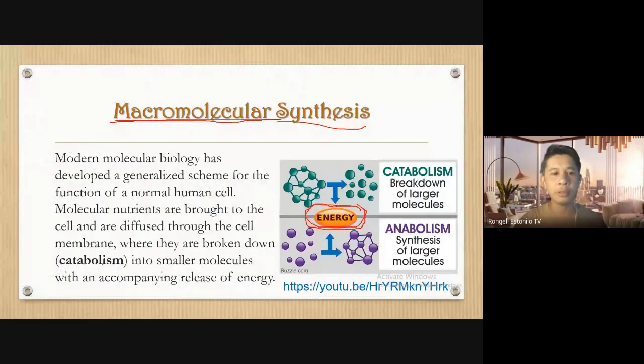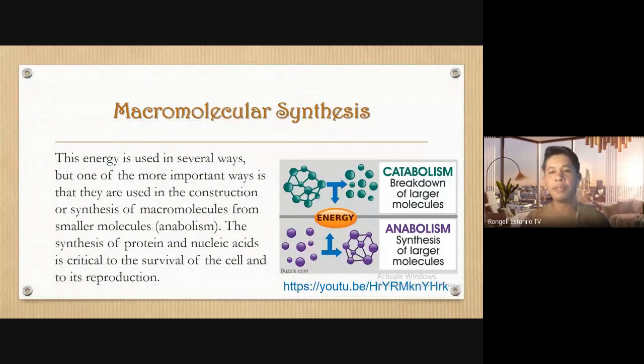So where they are broken down by catabolism into smaller molecules with an accompanying release of energy. This energy is used in several ways, but one of the more important ways is in the construction or synthesis of macromolecules from smaller molecules, or anabolism. The synthesis of proteins and nucleic acids is critical to the survival of the cell and to its reproduction.